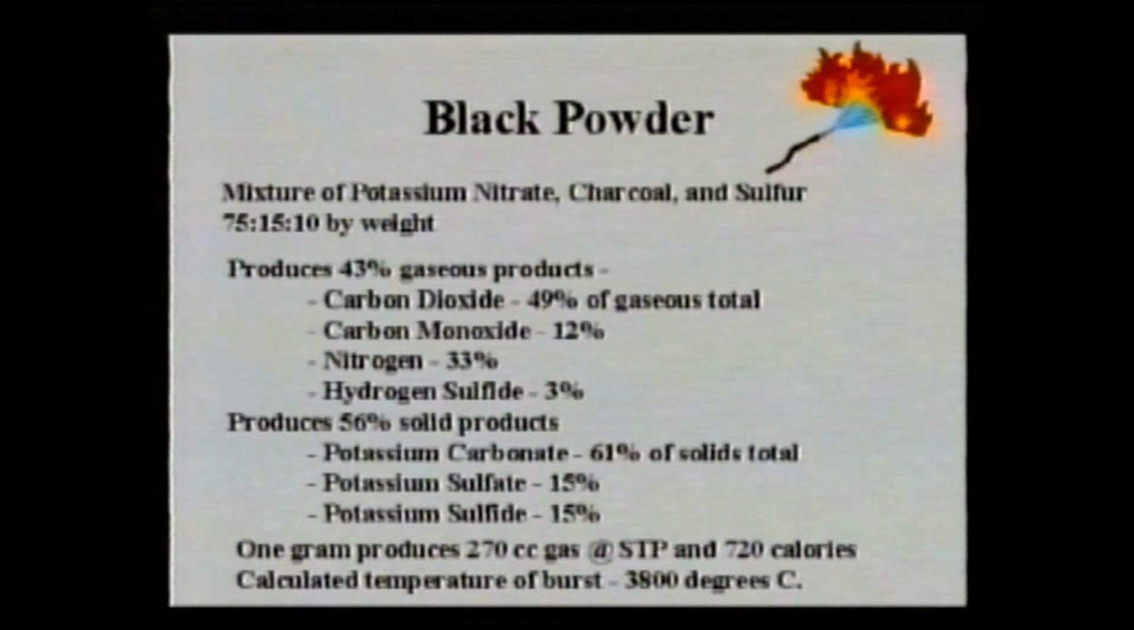The most common material used in fireworks is of course black powder. Black powder is a mixture of potassium nitrate, charcoal, and sulfur in the ratio of 75-15-10 by weight. It produces approximately half of its products as gas and about half of its products as solids. The solids are the smoke that you see when black powder explodes. Here's some additional information for those of you that are interested in the chemistry.